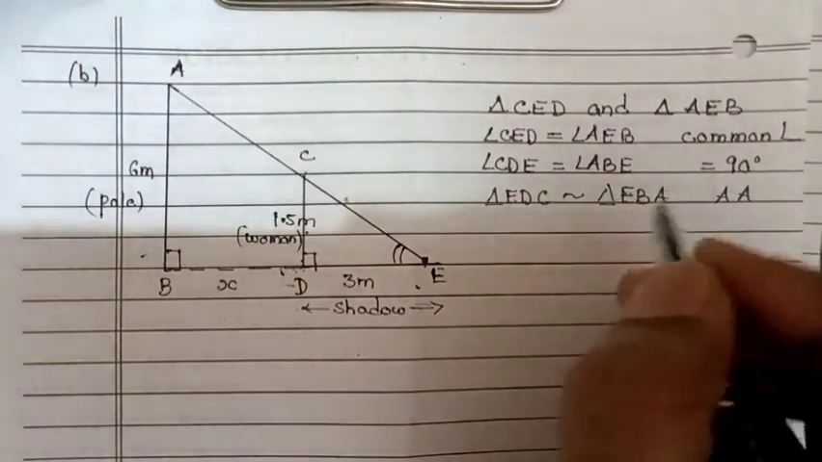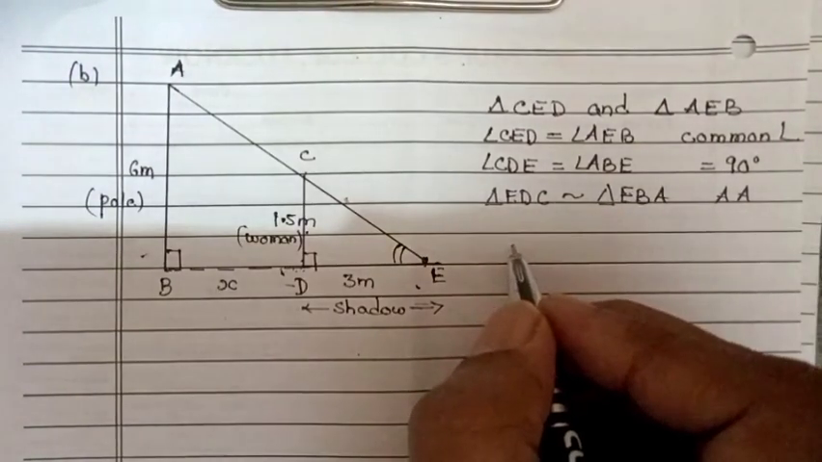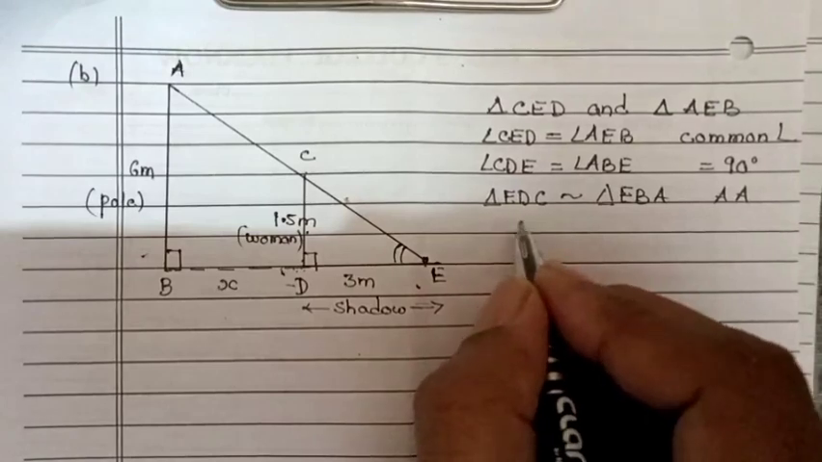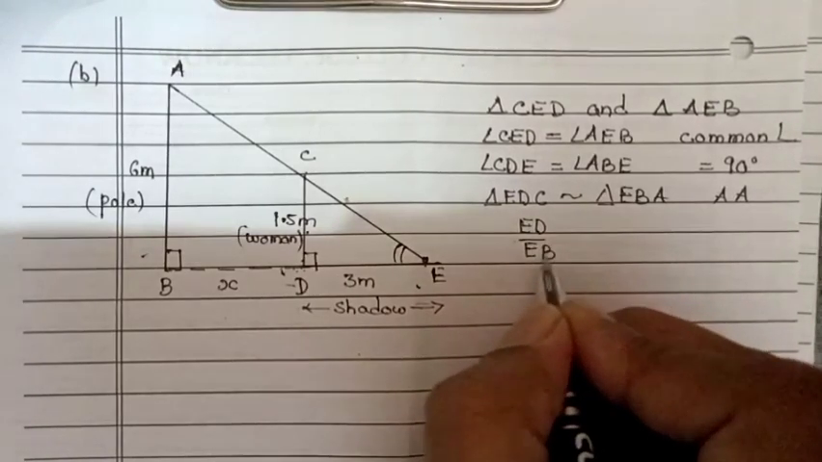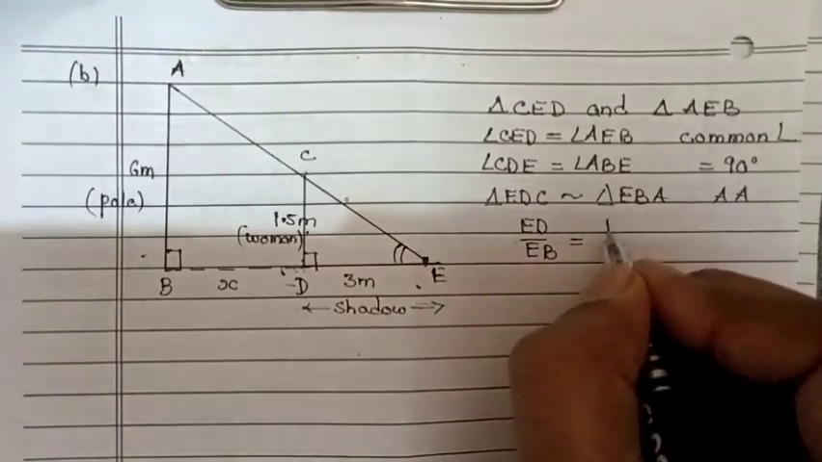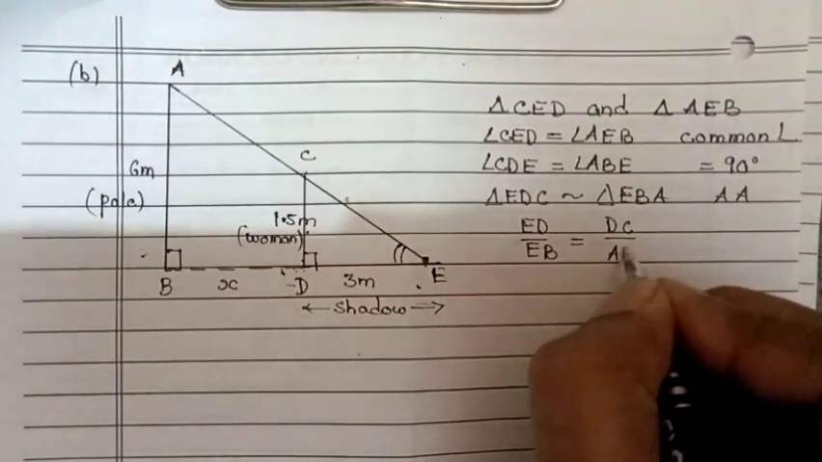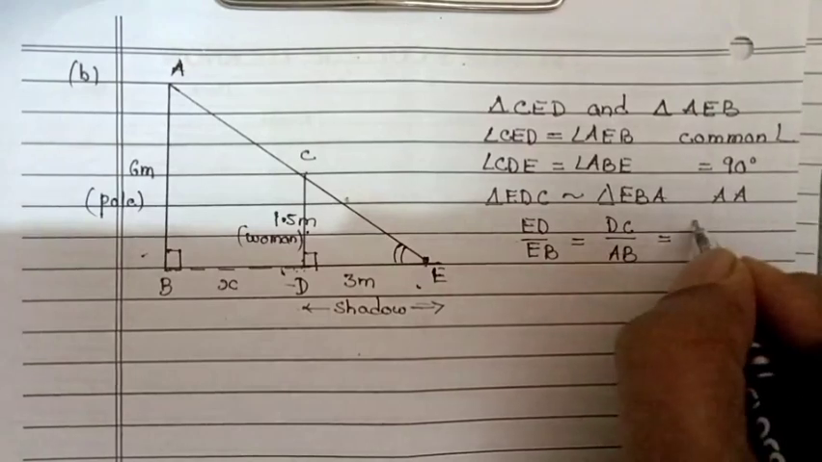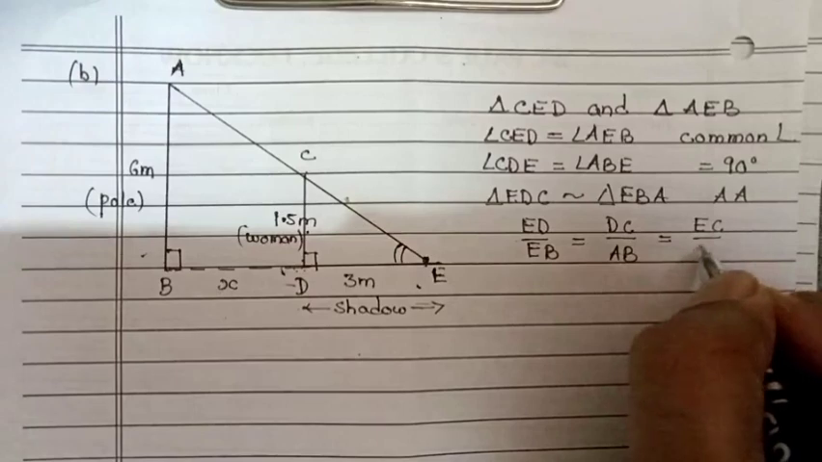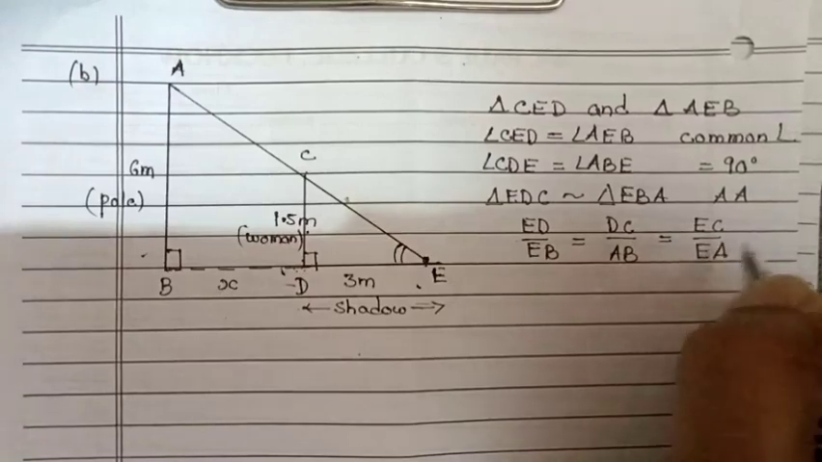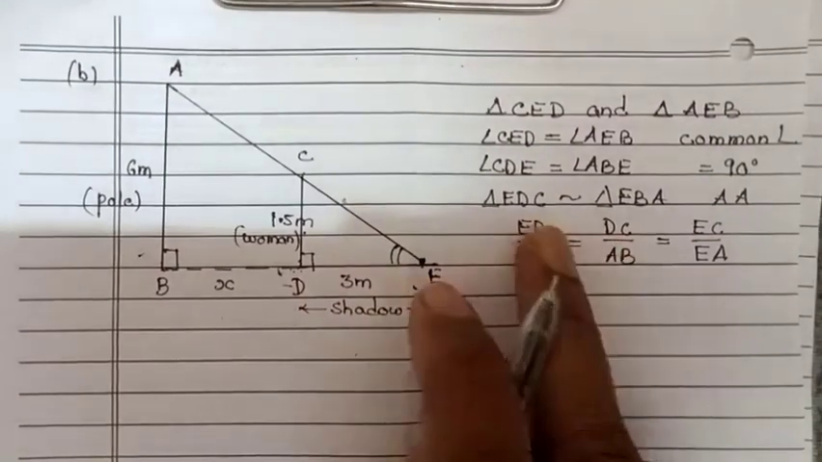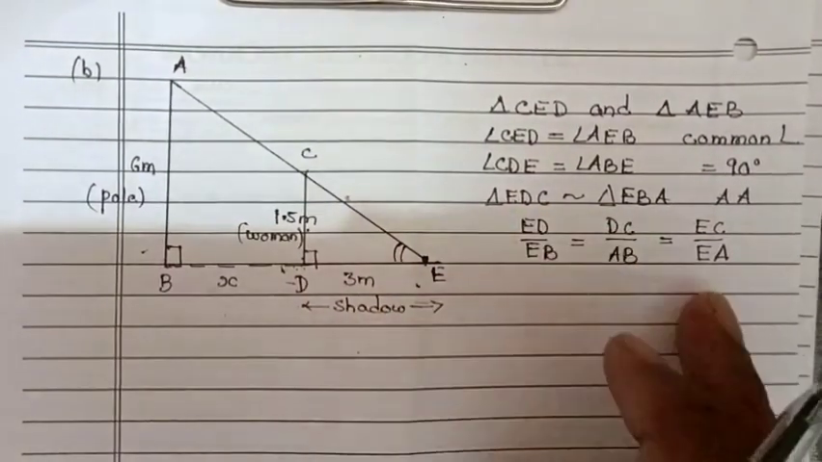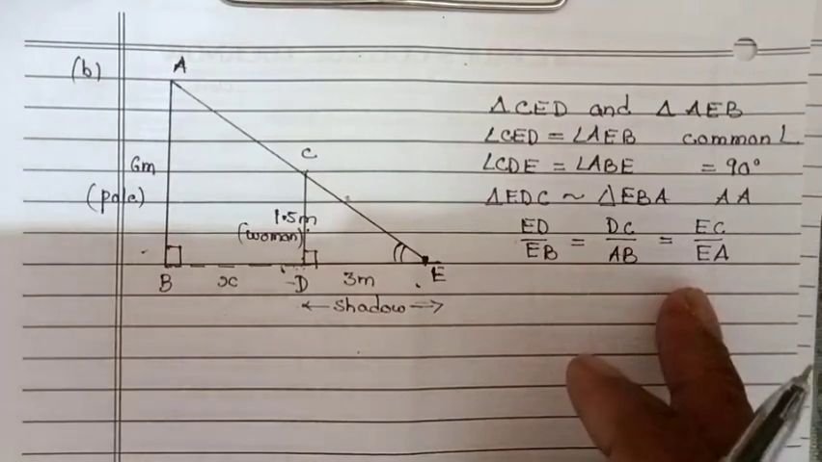Now as the triangles are similar, the ratio of their corresponding sides will be equal. So let's get the ratio. ED upon EB. Next we have DC upon AB, and last one is EC upon EA. So first we have shown the two triangles to be similar. After showing the two triangles similar, we have taken the ratio of the corresponding sides to be equal.